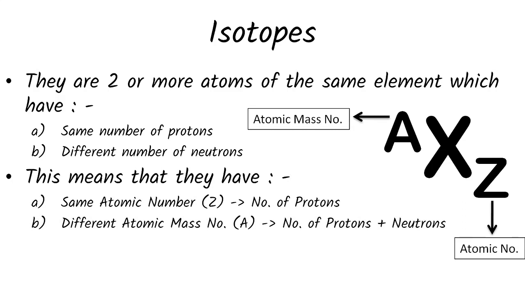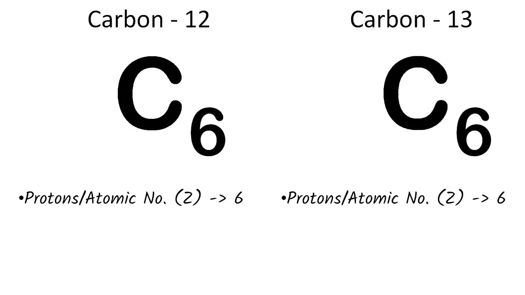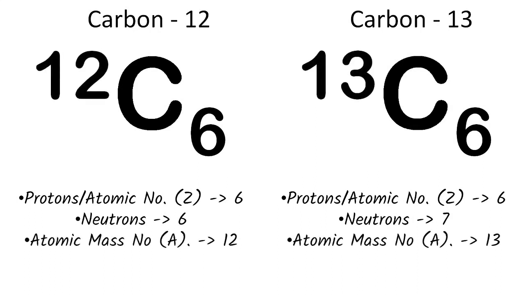An example of this would be two isotopes of carbon, carbon-12 and carbon-13. They both have the same number of protons, but a different number of neutrons. Due to this, their atomic mass numbers are also different.